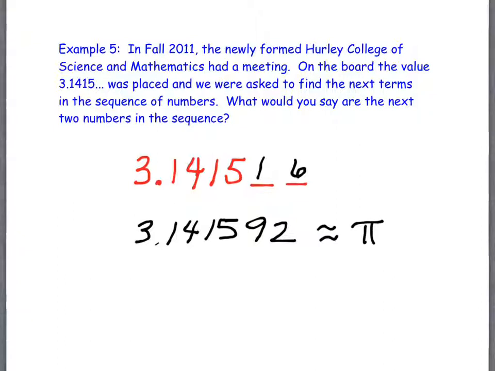I bring this up because I want you to recognize that what we're doing, and we talked about this last time, is inductive reasoning. We're making a conjecture based on previous knowledge, right? So when I look at that sequence, my previous knowledge says, oh my goodness, that's pi. Got to be the next 2 numbers, 9, 2.